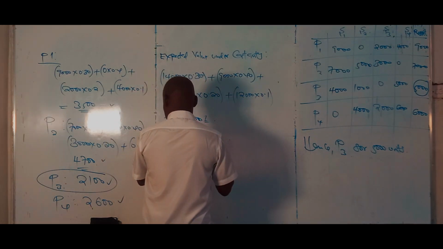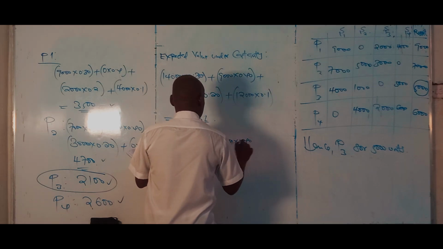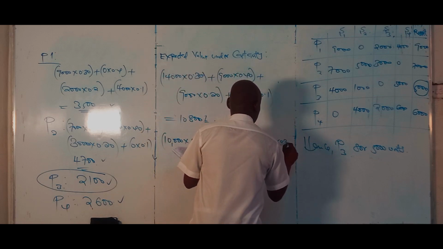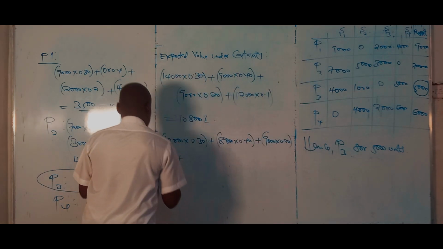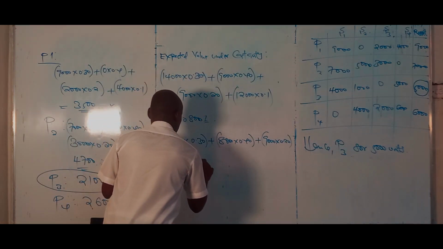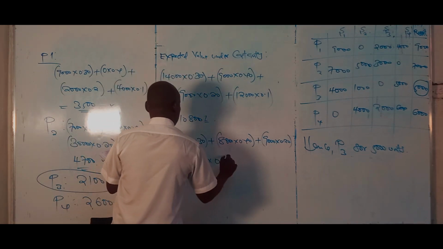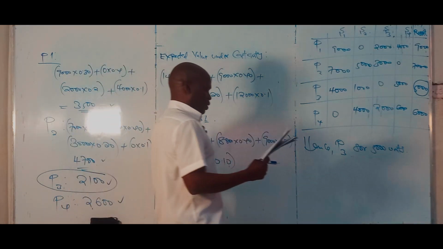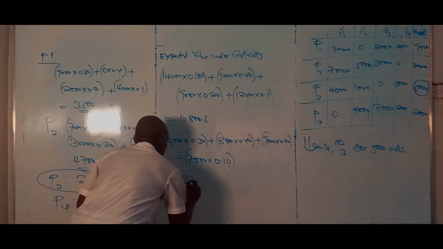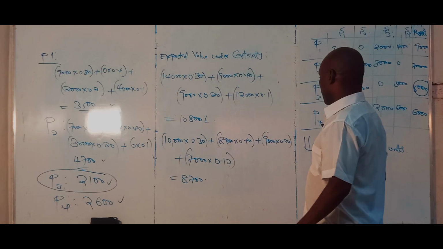Then plus 8,000 times 0.40 plus 9,000 times 0.20 plus 7,000 times 0.10. Again, if you work out this, you should be able to get a value which is close to 8,700. That's the value that you should get.